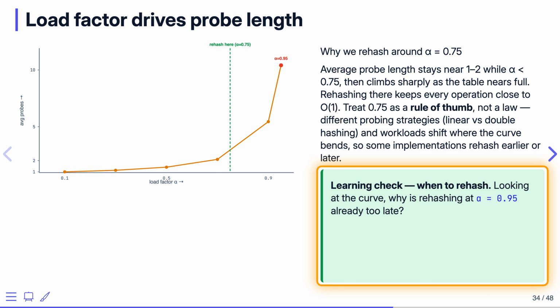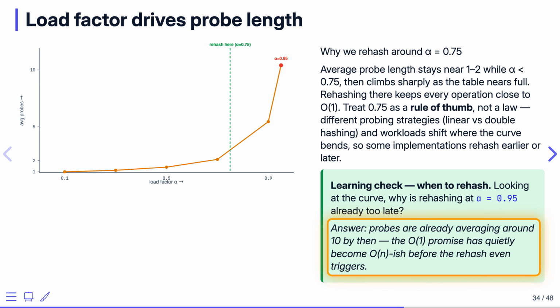Now your turn. Looking at the curve, why is rehashing at alpha equals 0.95 already too late? Think about where the orange curve is by then. Let's check. By alpha equals 0.95, probes are already averaging around 10. The big O of 1 promise has quietly turned into something close to big O of n before the rehash even triggers.